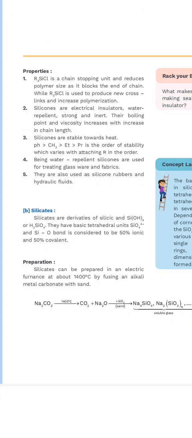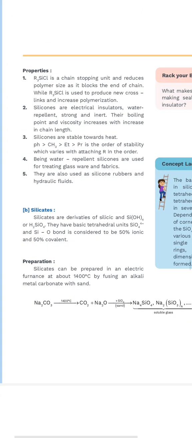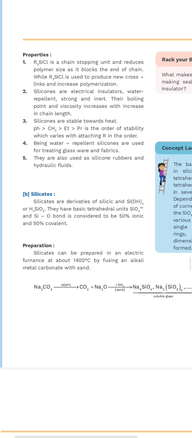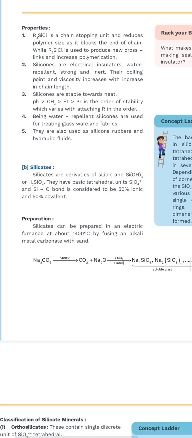Properties of silicones are as follows. R3SiCl is a chain stopping unit and reduces polymer size as it blocks the end of the chain, while RSiCl3 is used to produce new cross links and increase polymerization. Silicones are electrical insulators, water repellent, strong and inert. Their boiling point and viscosity increase with increase in chain length. Silicones are stable towards heat. The order of stability varies with the attached alkyls in the order.